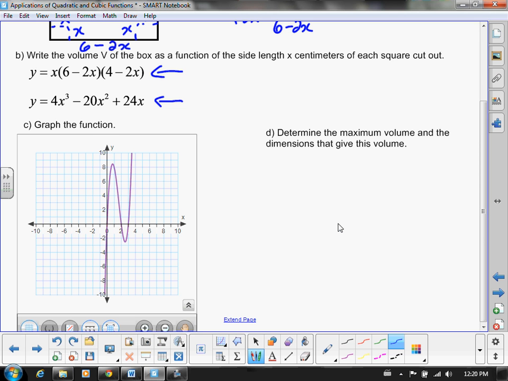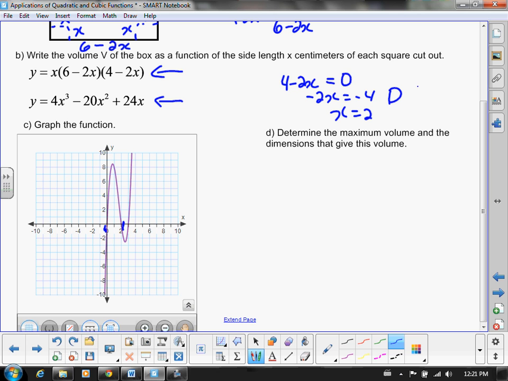x has to be between 0 and 2. So x has to be between here and here. And the reason why it needs to be between 0 and 2 is because any other value, if you substitute it into 4 minus 2x, you're going to get 0 or a negative number. And that doesn't make sense. So we'll have negative 2x equals negative 4. So x is equal to 2.